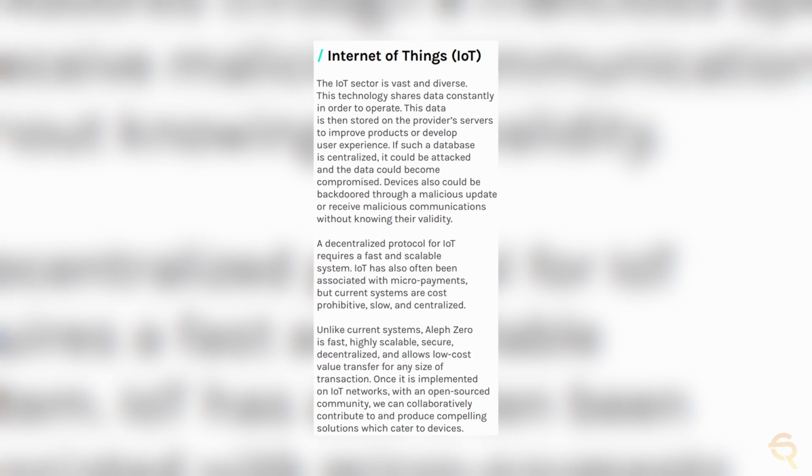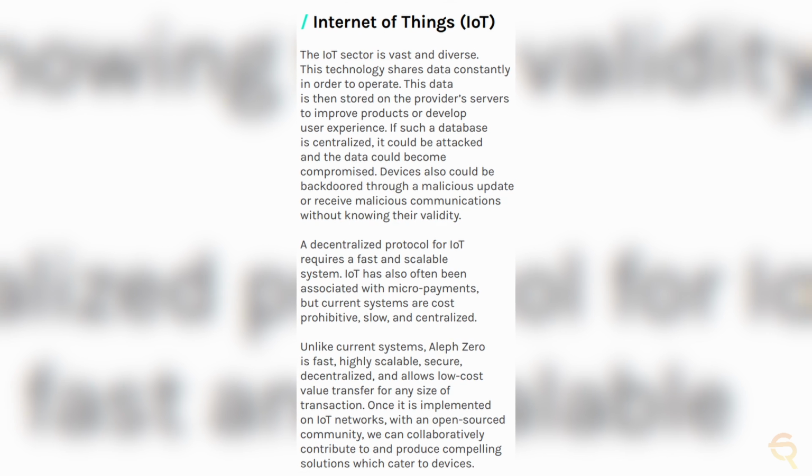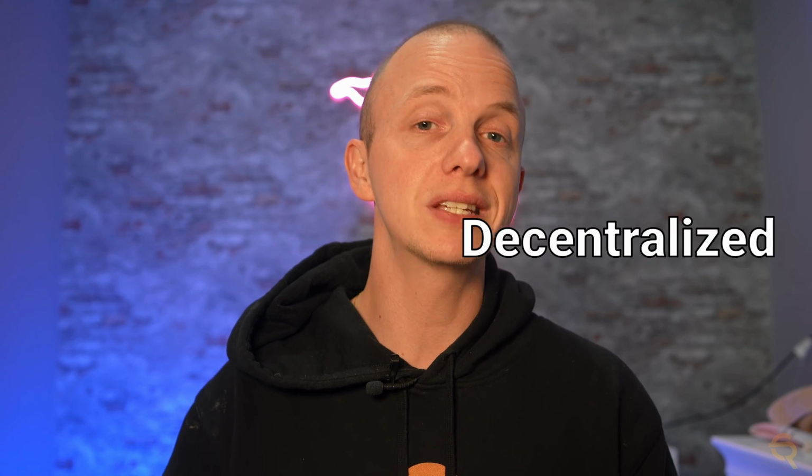Now let's go over some of the practical use cases that Aleph Zero defined in the white paper. First up is Internet of Things, which is a technology that shares data constantly in order to operate. And if a database like this is centralized, it has the risk of being attacked, but if you want to decentralize it, then it needs to be fast and scalable. And for that, Aleph Zero wants to be fast, highly scalable, secure, decentralized and allow low-cost value transfer of data.